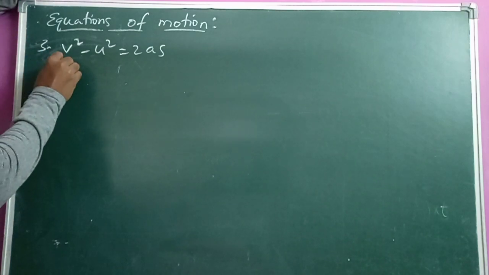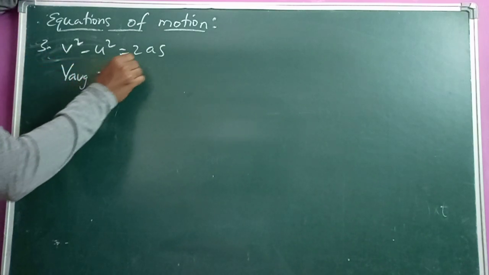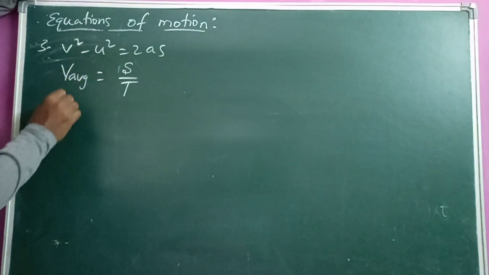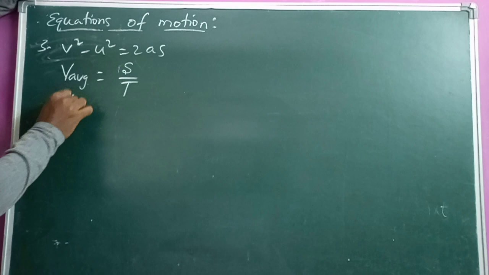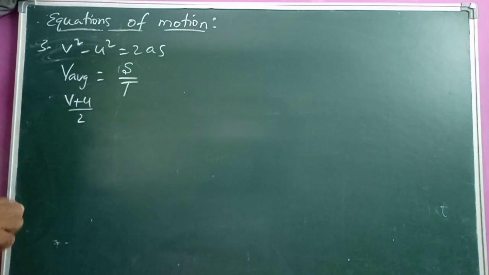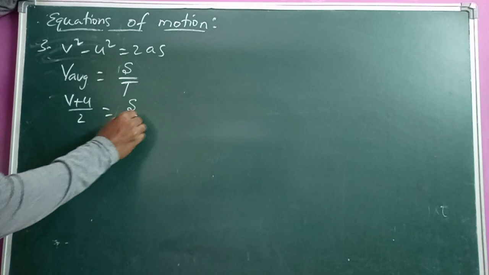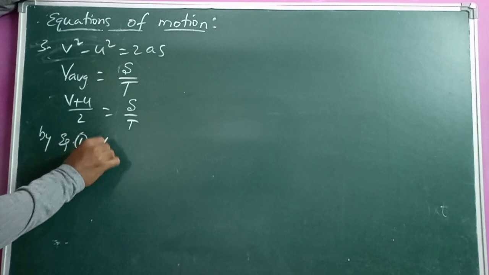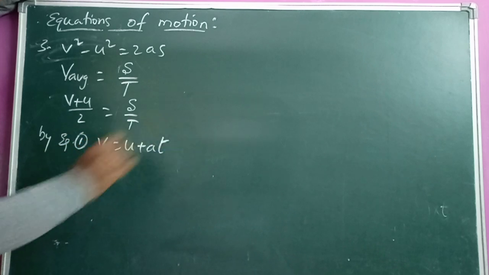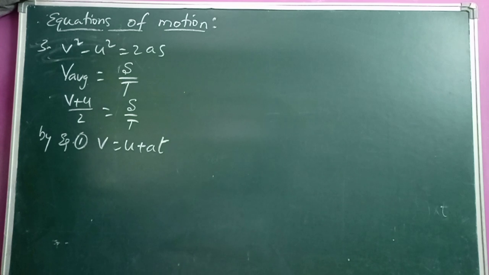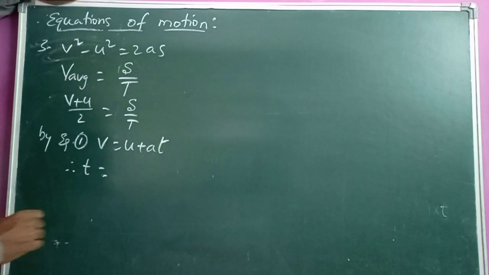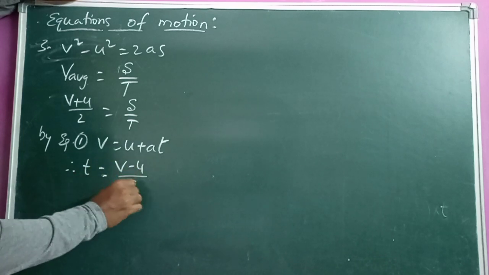So again, average velocity is equal to total displacement by total time taken. Again, average velocity can be written as (v plus u) by 2 is equal to displacement by time. By equation 1, v is equal to u plus at. From the first equation, v is equal to u plus at, I need t. Therefore t is equal to (v minus u) by a.